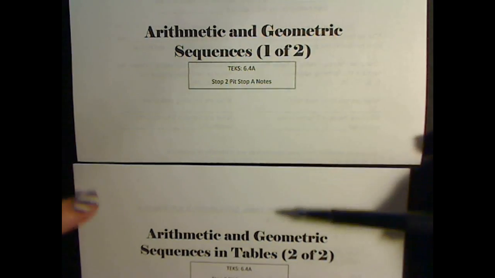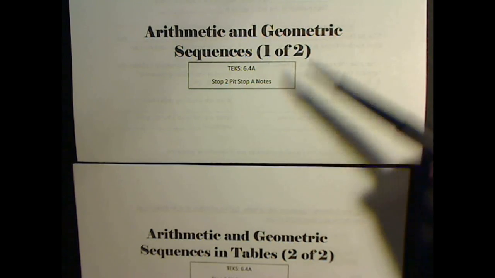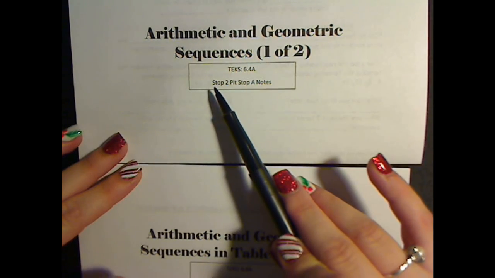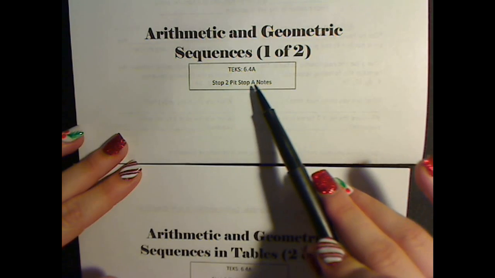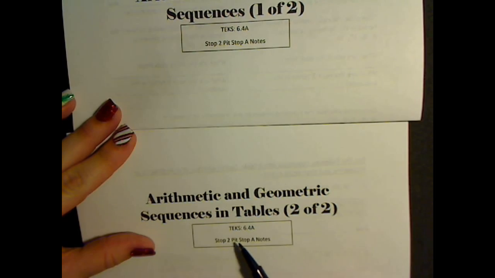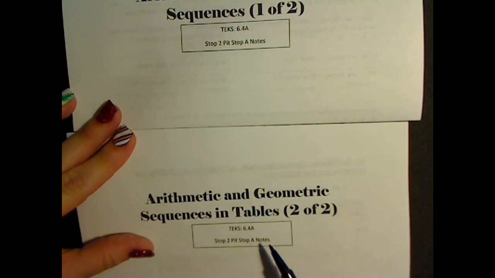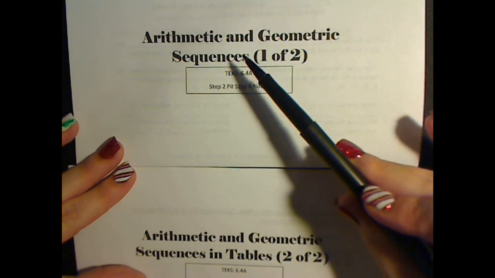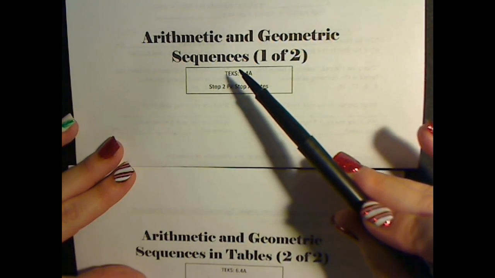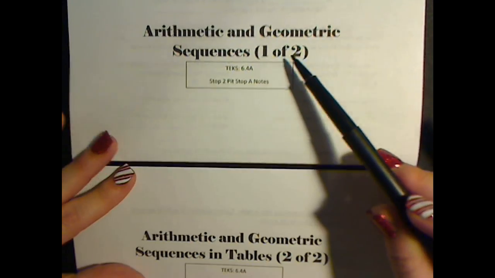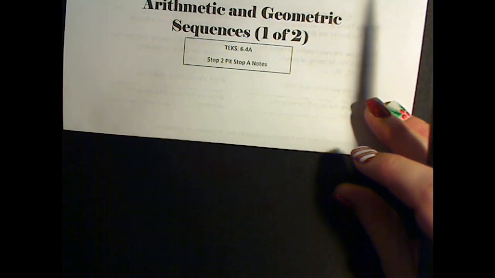Pit stop A has two sets of notes. Notice 1 of 2, 2 of 2. We've made sure we labeled them stop 2, pit stop A notes. This one says the exact same thing. Alright, so I'm going to start on arithmetic and geometric sequences. Notes 1 of 2, so I'm going to set this one off to the side and we'll come back to it.